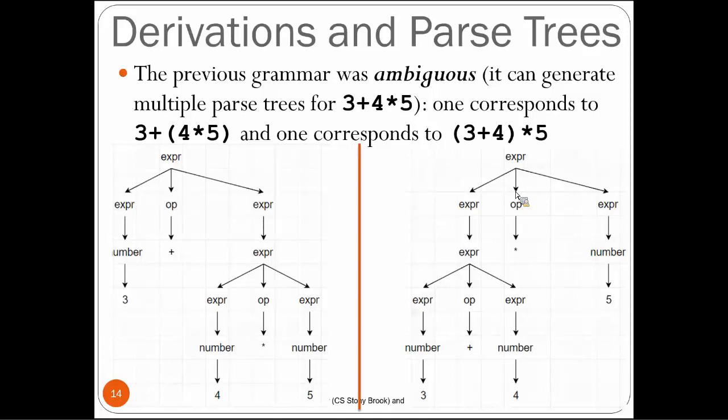If you write an expression, that expression has a single meaning. In this case, the value of that expression, if computed, is different depending on how we parse it. 3 plus 4 multiplied with 5 is 23. 3 plus 4 everything multiplied with 5 is 35, because it's 7 multiplied with 5. So having two parse trees is not correct. We should have a single parse tree for any input string to the grammar.